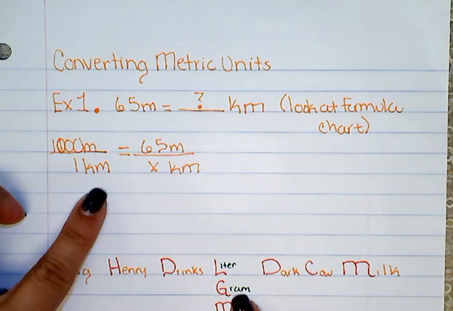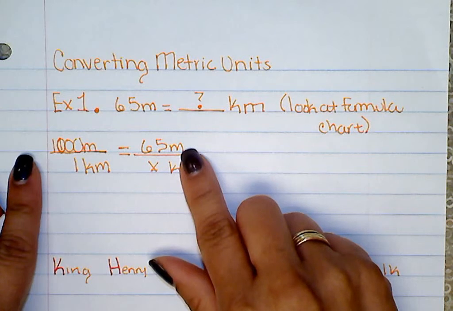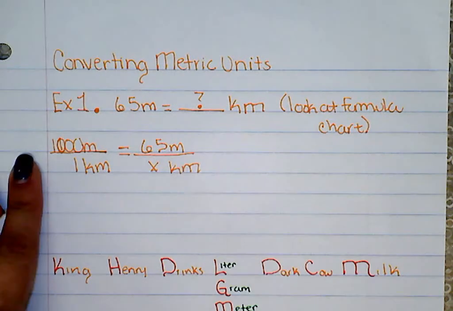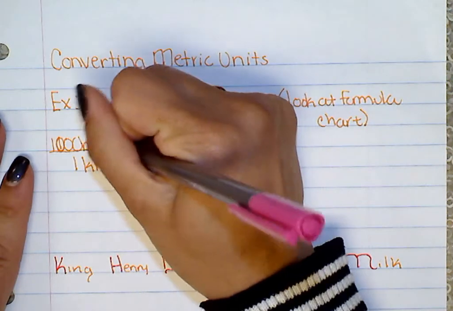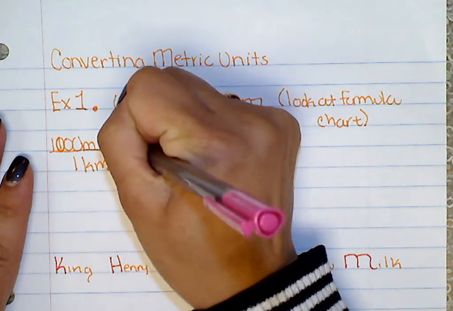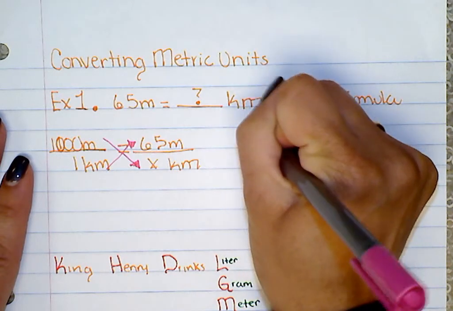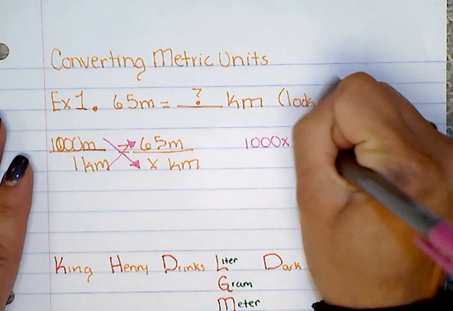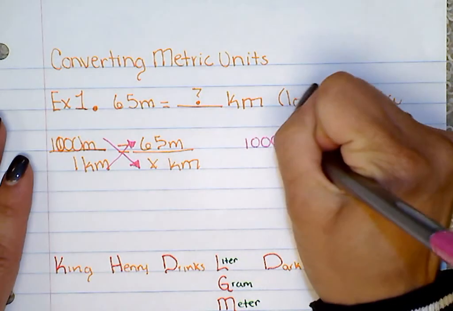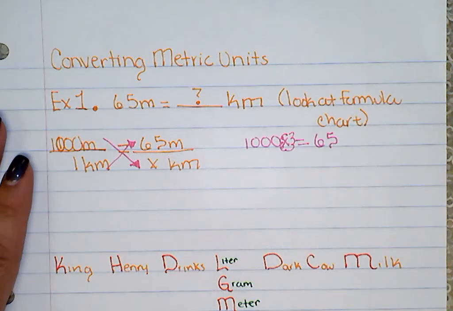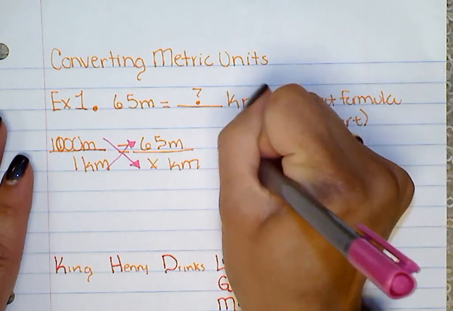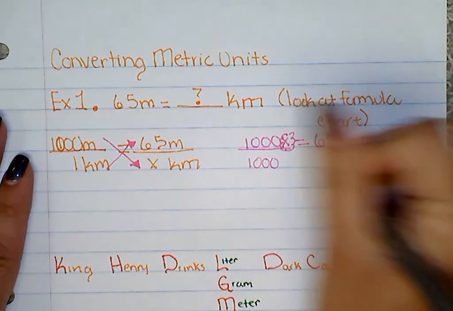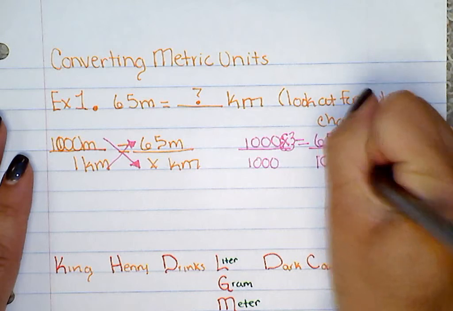So we're going to set our proportion up. There are 1,000 meters for every kilometer. We know that we have 65 meters, and we want to know how many kilometers. So we do our cross product. We know 1,000 times x is 1,000x, and 65 times 1 is 65. To isolate our variable, to get it by itself, we perform the inverse operation, the opposite operation. This is 1,000 times x, so we need to divide by 1,000 since division is the opposite of multiplication, and divide 65 by 1,000.